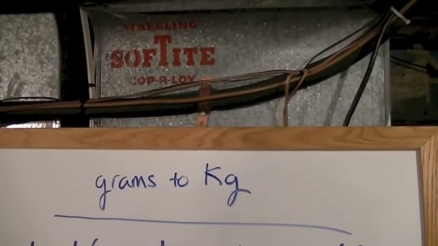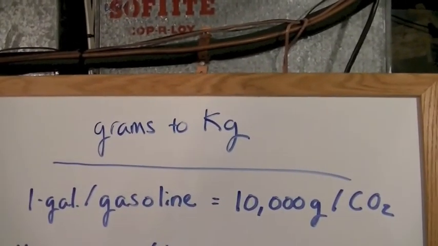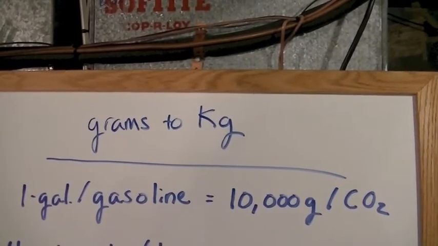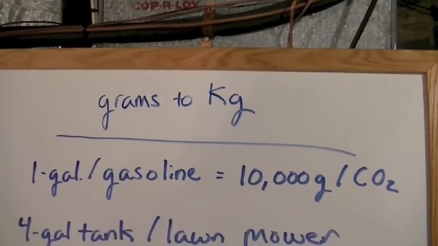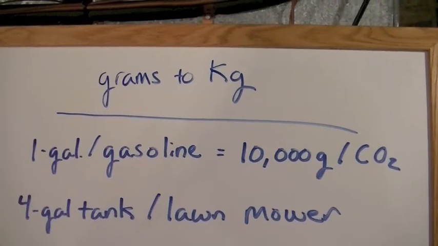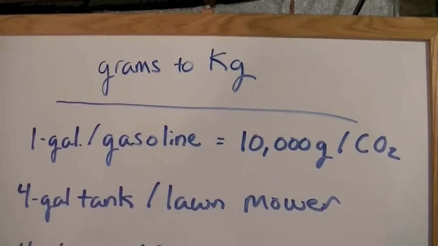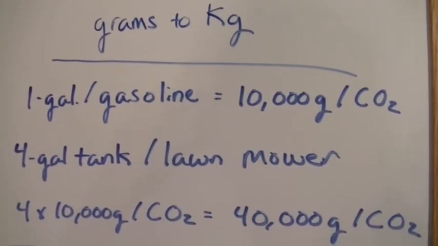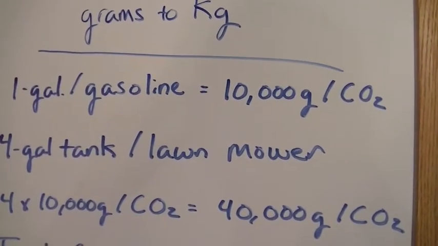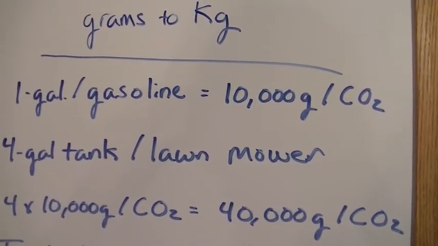All right, folks, let's take a look at a problem that requires grams to kilograms. Let's assume 1 gallon of gasoline, when burned, will emit 10,000 grams of carbon dioxide. Imagine there's a lawnmower with a 4-gallon tank. Every time the lawn gets mowed, 4 gallons of gasoline will be consumed. So based on that information, 4 times 10,000 gives us 40,000 grams of carbon dioxide that this lawnmower emits during each mowing.